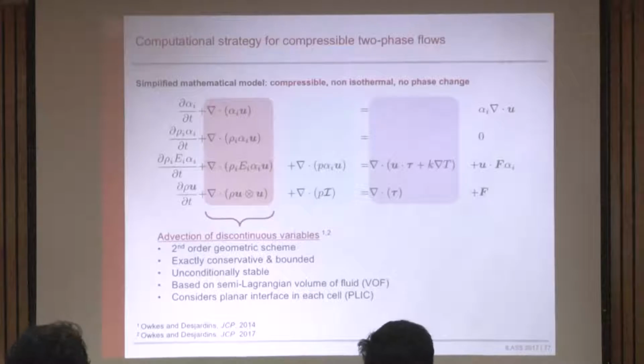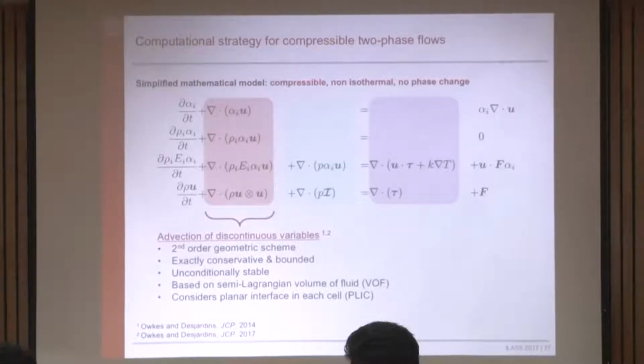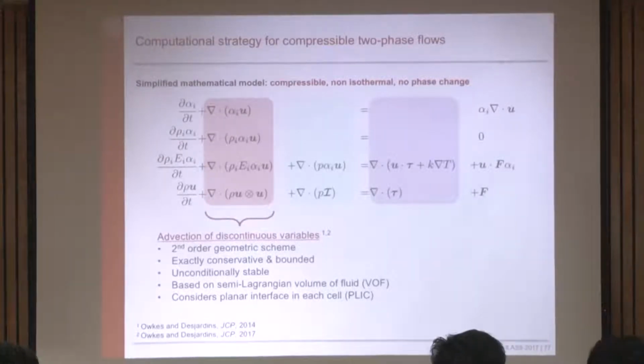Obviously the volume fraction is discontinuous, but the density is discontinuous as well at the interface location. The total energy is discontinuous at the interface location. The velocity is not, but the momentum is discontinuous as well. So we're relying on the Plick to tell us where all the variables are discontinuous. And then we use the semi-Lagrangian remapping of our cells to do our entire transport.